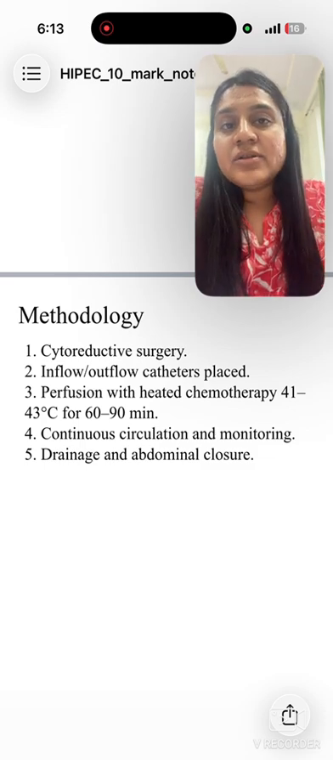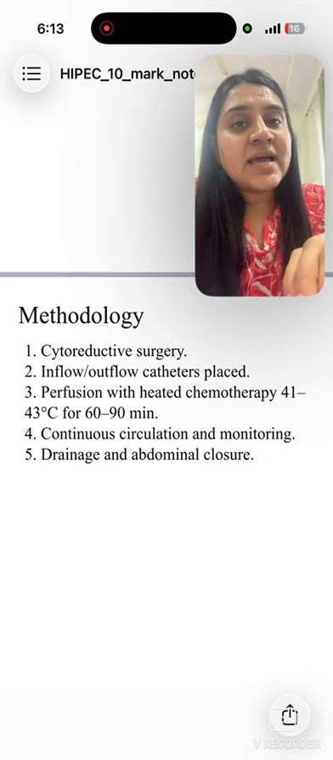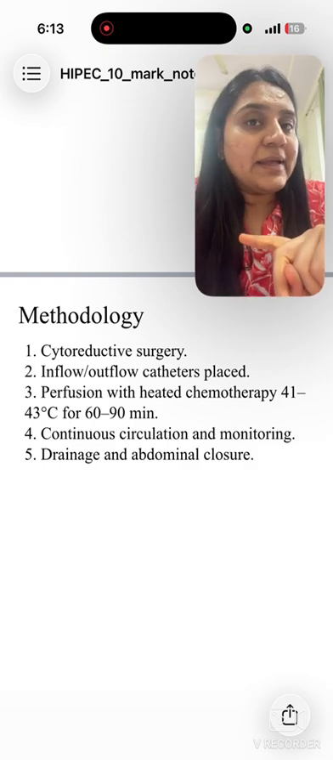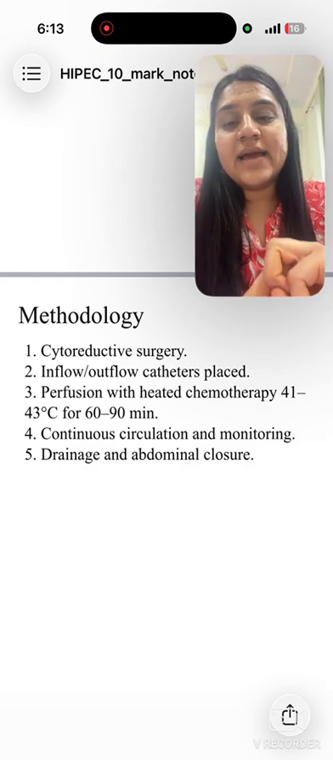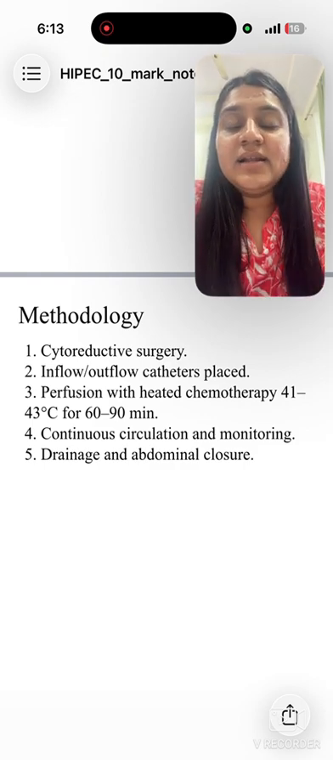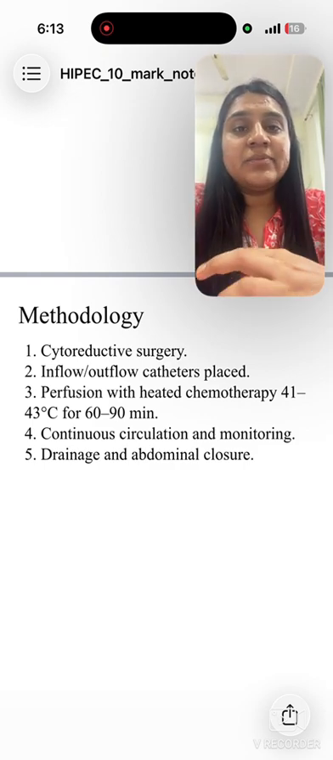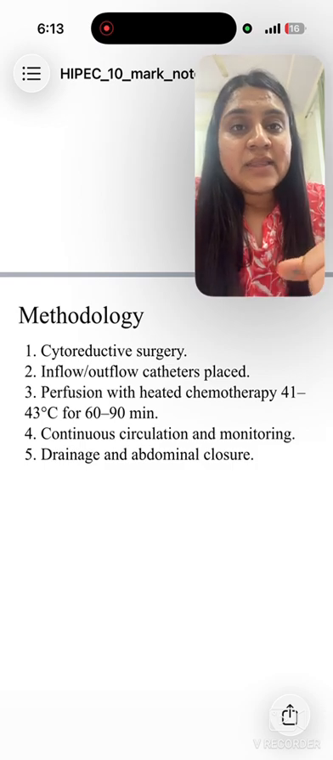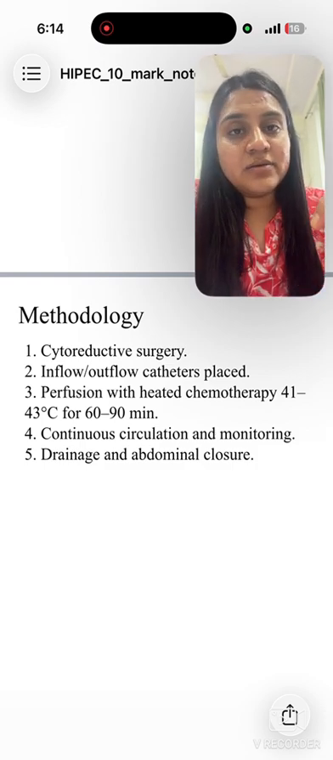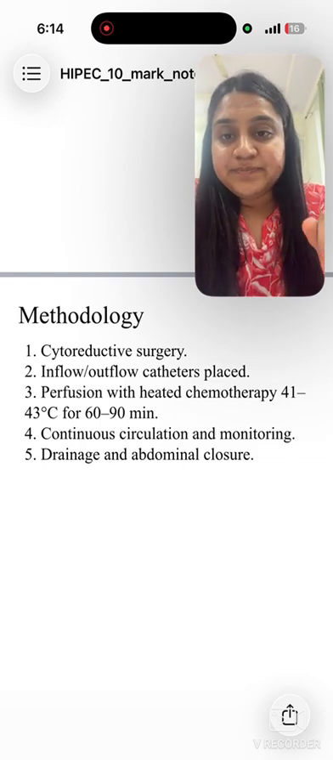So in detail you can also write that we can do this HIPEC by two methods, where the first is the open method and the other is the closed method, which I haven't mentioned here, but if you want you can write it in detail. In the open method we'll keep the abdominal cavity open and then we'll stir this chemotherapeutic agent with the help of a wooden stick.